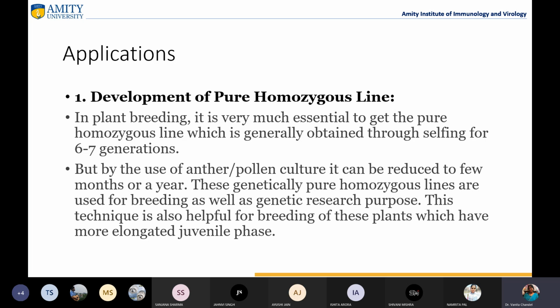If we talk about applications, the development of pure homozygous lines can be done by this method. In plant breeding, it is very important to get pure homozygous lines, which usually requires a lot of selfing over 6 to 7 generations. But when we use anther or pollen culture, it can be reduced to a few months or just a year. These genetically pure homozygous lines are used for breeding as well as genetic research. This can also be useful for breeding plants which have long juvenile phases. Those phases can be reduced by this method, and in less time, plants can be regenerated.